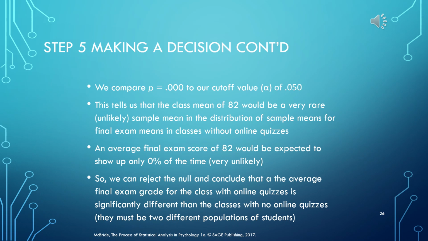So we reject the null hypothesis and conclude that in fact online quizzes did help people and that our sample is from a different population than all of the students who came before. And which population is that? Our students are the population who have online quizzes. The other population did not have online quizzes.